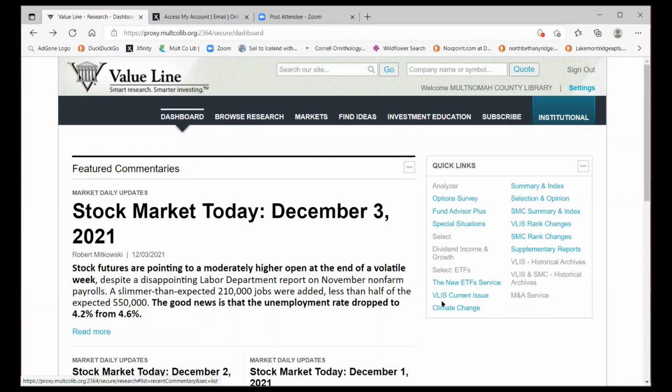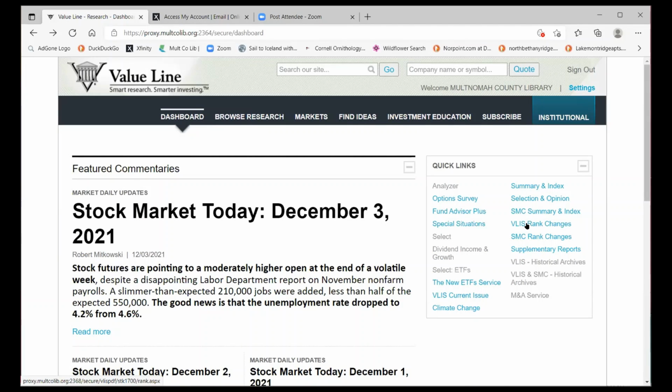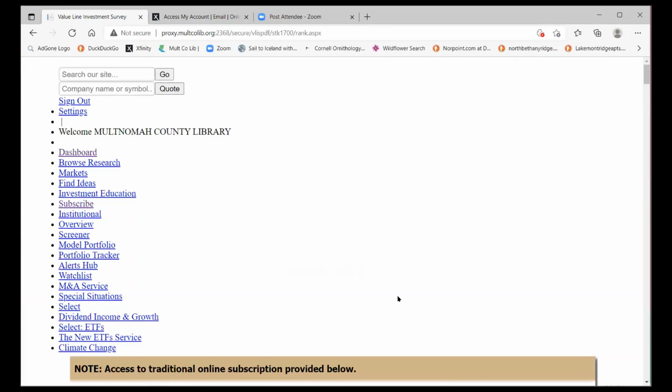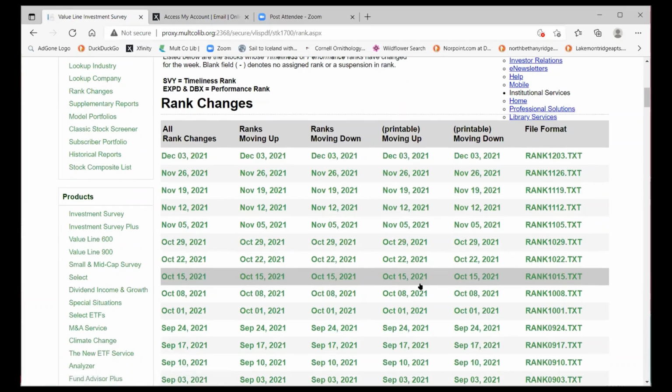The other thing that is available, and they have brought this up, VLIS is the big service, the value line, the original value line investment service. The SMC is the small and mid-size. So again, I concentrate on this. And if you click on the rank changes, it brings up, it's still grunting, or is it? Oh, there we go. Okay, it was down below.